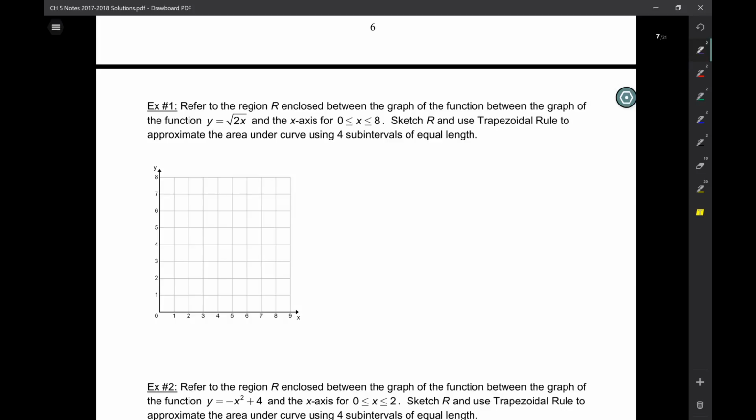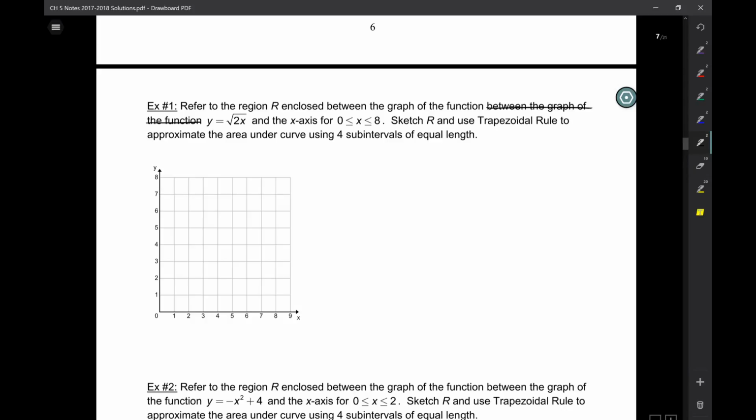Yes? On the previous page, it said that you can also do like LRAM and RRAM. Yeah, we'll come back to those. Okay. So here we go. We have a region R between the graph of the function. Oh, it's twice.